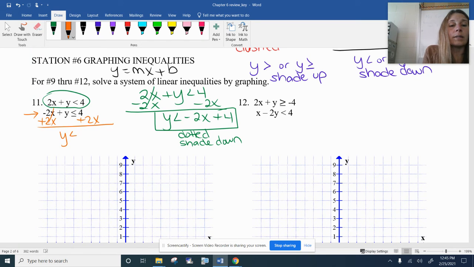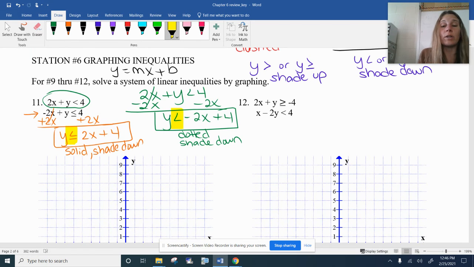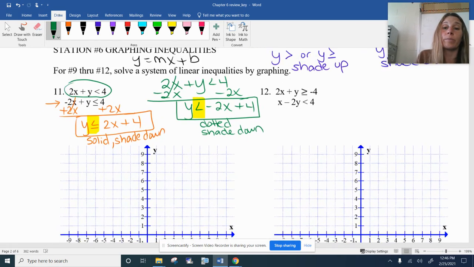I have y is less than or equal to 2x plus 4. And if you look at the symbol for this one, this tells me it's going to be a solid line, and I'm going to shade down because y is less than again. So I already know what shading and things like that I have to do just from looking at that symbol.